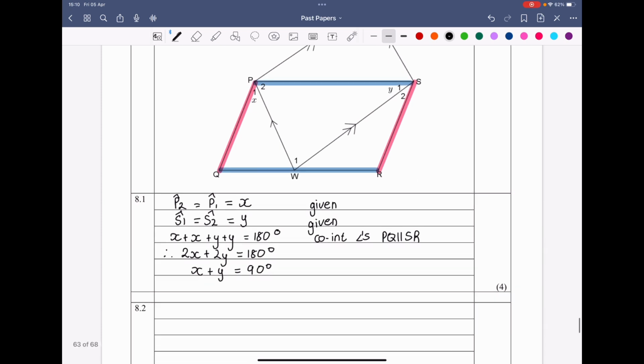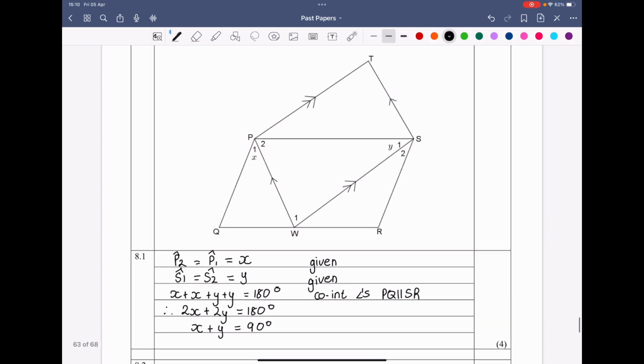Then the next question, I'm asked to prove that PWST is a rectangle. So I already know that PWST is a parallelogram because the opposite sides are parallel. And so to prove that it's a rectangle, I just have to prove that one of these angles is 90 degrees.